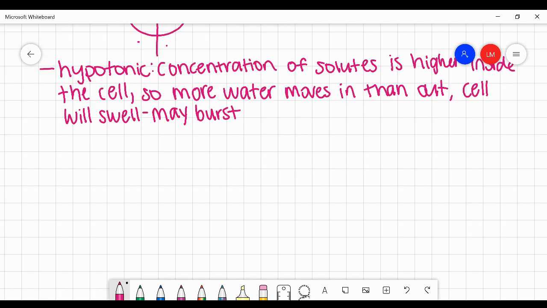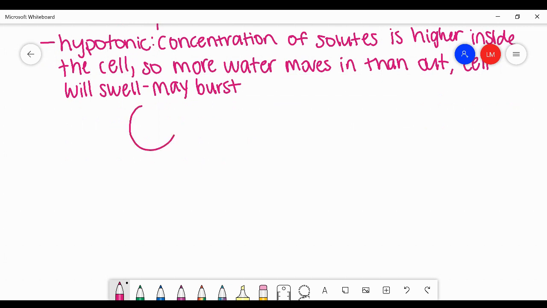Let's draw a picture for that scenario. So here is our cell. We've got some solute on the outside and lots of solute on the inside. And when that happens, more water will move in than out to balance that out. Some water will still move out. So we have some water going out, but much more water is going into the cell instead, so that the concentration is about equal on both sides.